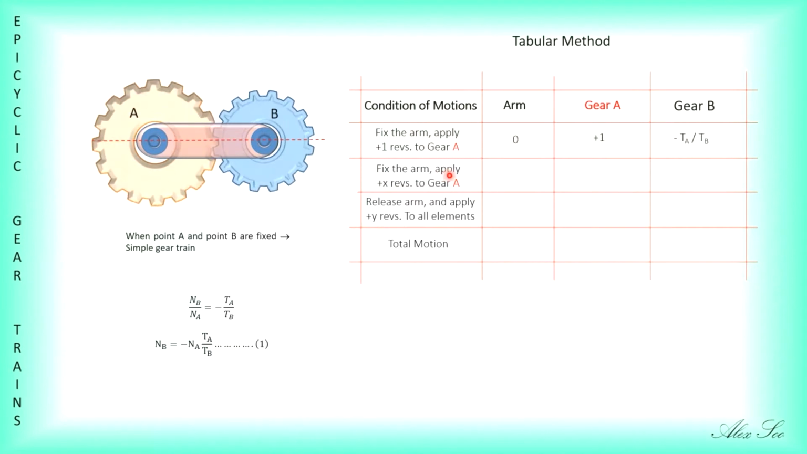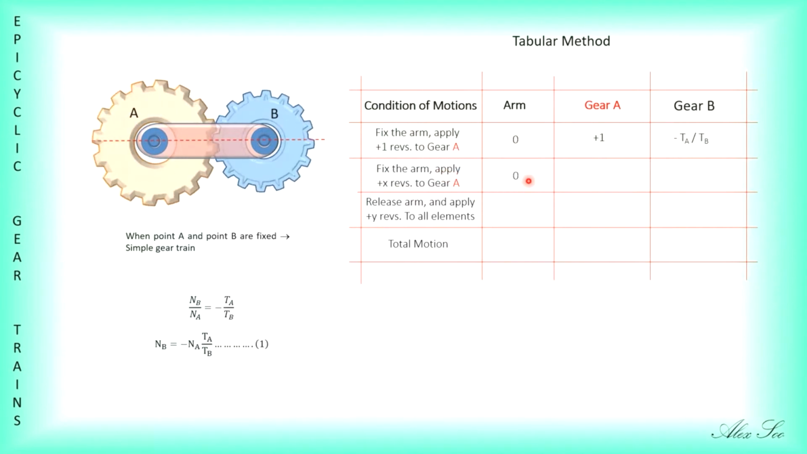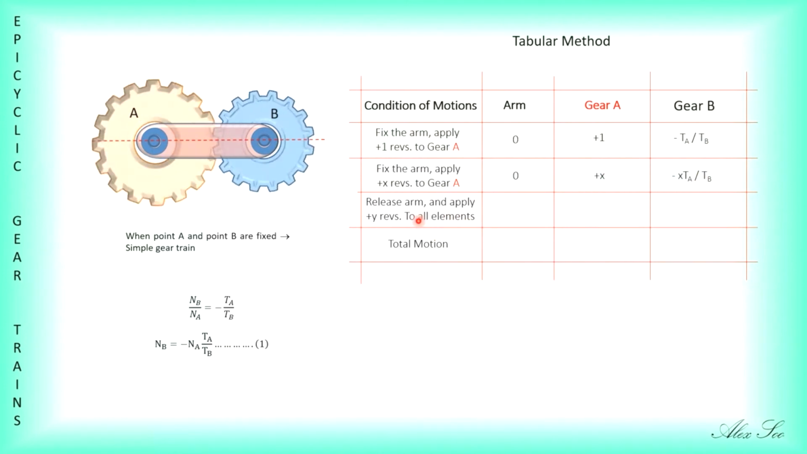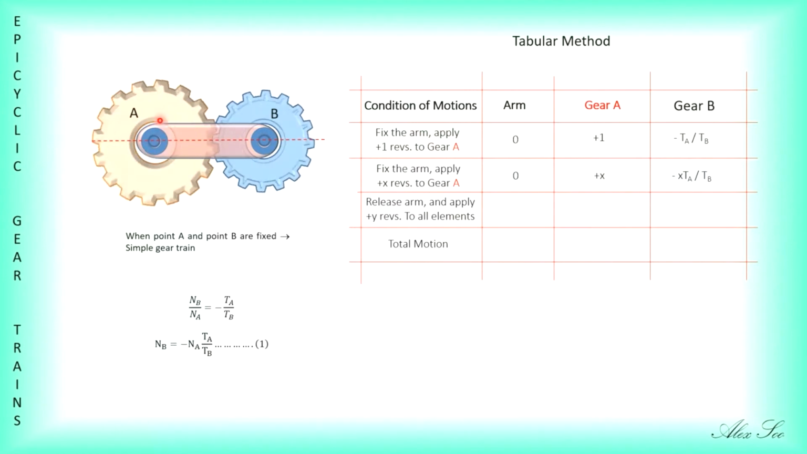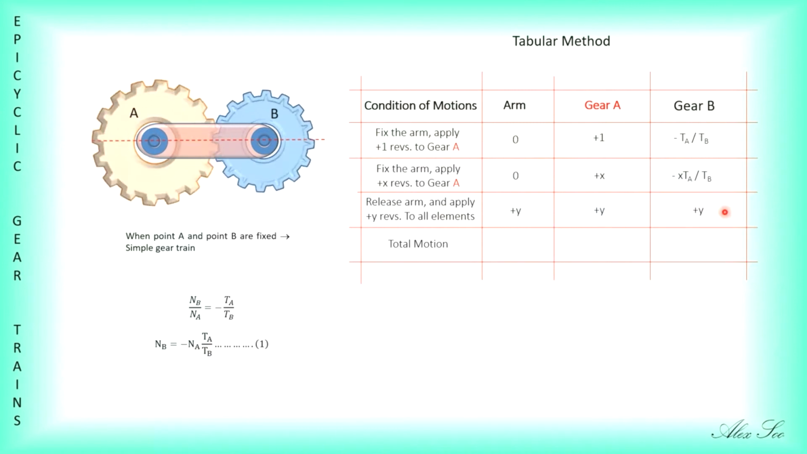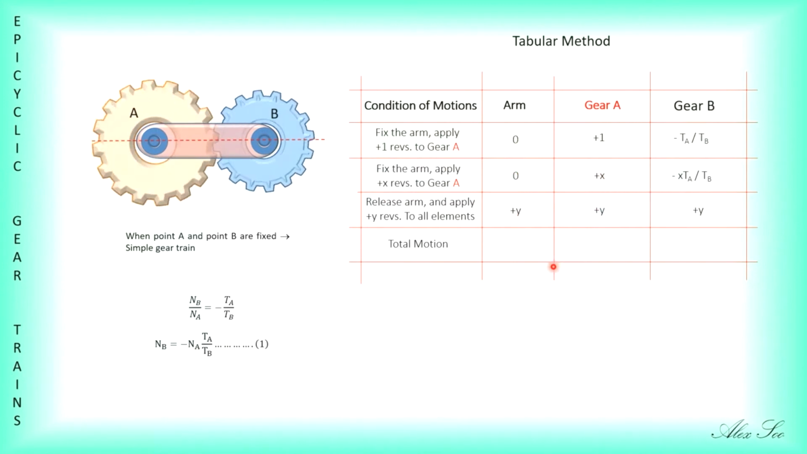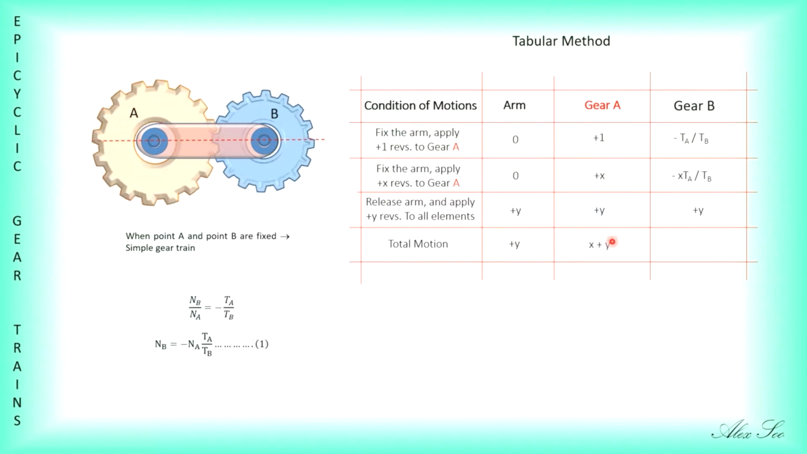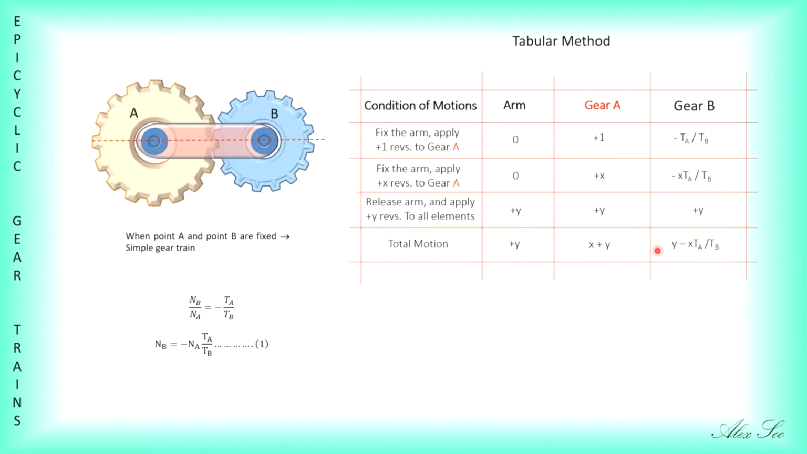Then the second step is again fix the arm, so 0. This time you apply X to gear A, so positive X revolutions. Then what happens to gear B? You substitute X here, so you have negative X TA over TB. Then release the arm, plus Y revolutions to all elements. So you need to add Y revolutions to A, B, and the arm. This is a fixed step when you release the arm. So plus Y, and plus Y. Now for the total motion, you only add up these two rows: 0 plus Y gives Y, X plus Y, and Y minus X TA over TB. So you add up only these two rows to give you the total motion.